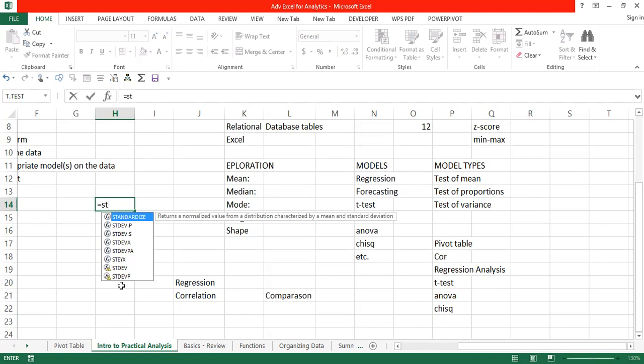And then there's standard deviation, right? Standard deviation.